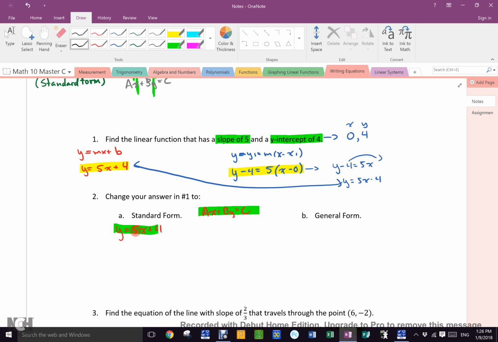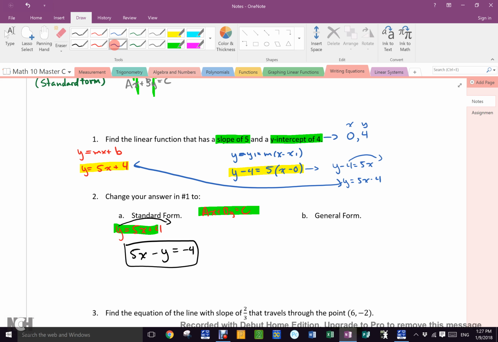I got to get the y over there. So what are we going to do with this y? We're going to move it over. What's going to happen to that y? Negative y. And is that 4 allowed to be with the letters in standard form? So that 4's got to move. What would happen to him? Negative 4. Does everybody understand what I did there? Okay.